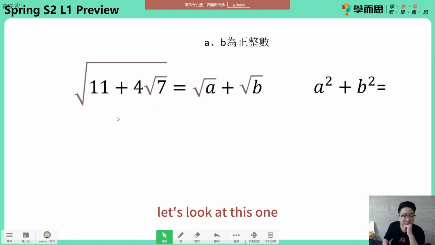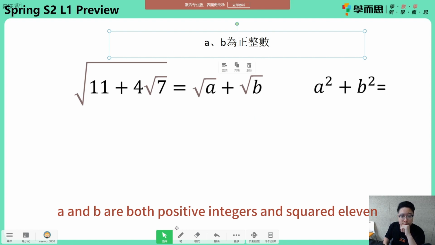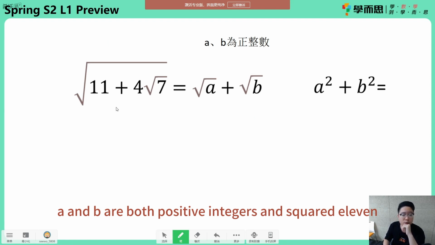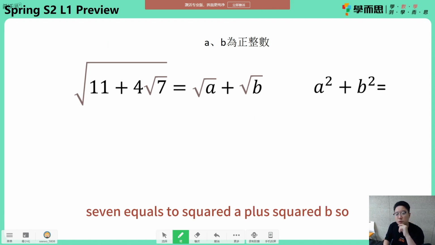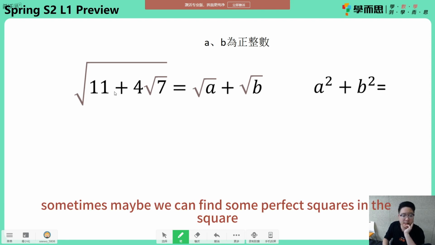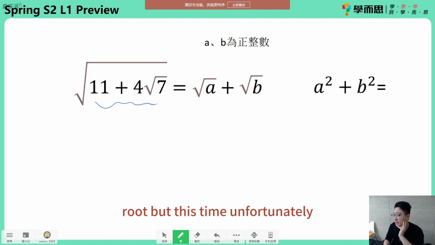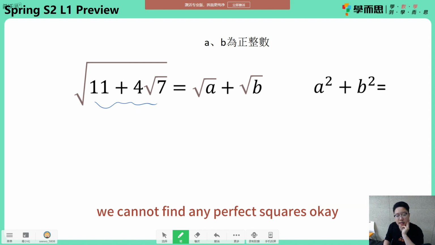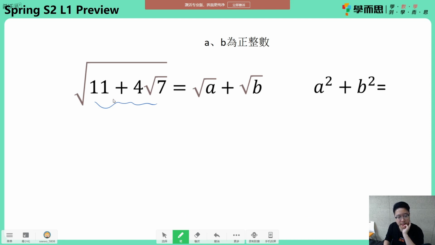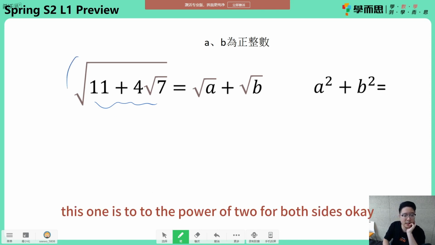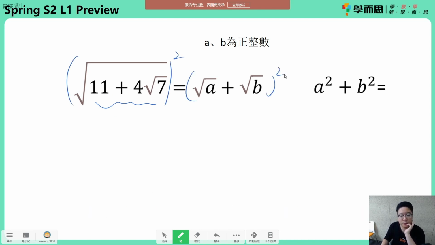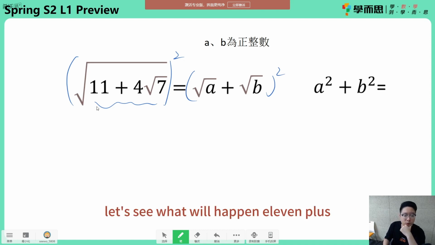So let's look at this one. a and b are both positive integers, and square root of 11 plus 4 square root 7 equals square root a plus square root b. So sometimes maybe we can find some perfect squares in the square root, but this time, unfortunately, we cannot find any perfect squares, okay? So another way to solve this one is to square both sides. Okay, let's see what will happen.